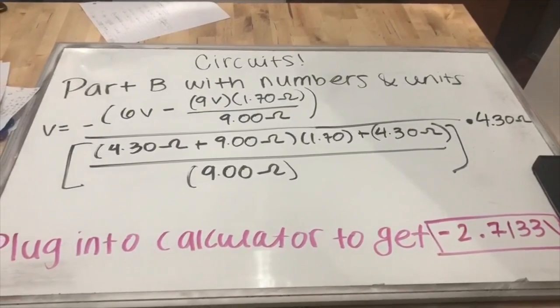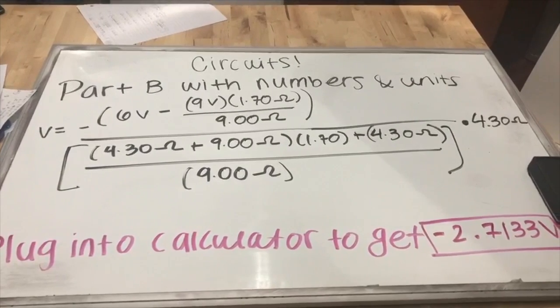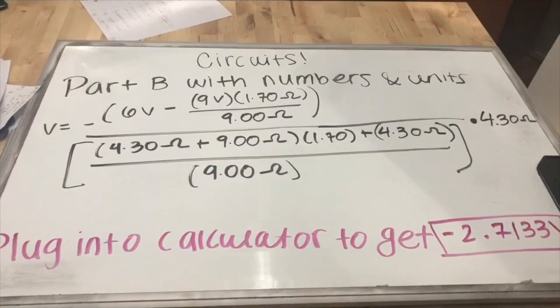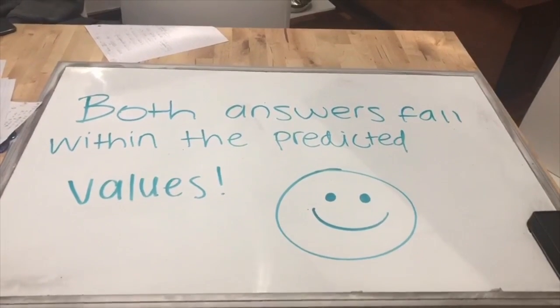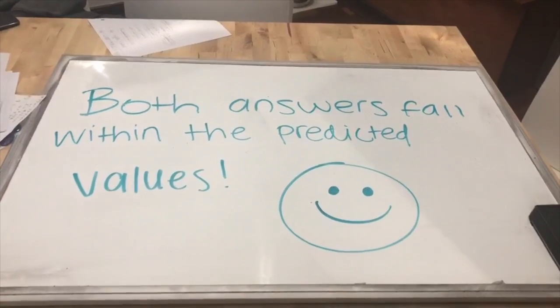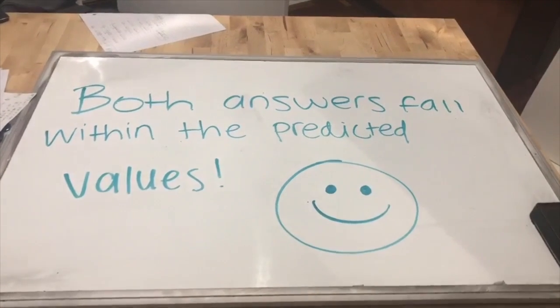and got that the voltage across A and B would be negative 2.7133. Okay, so both of the answers that we found for part A and B were within the predicted values, so that's a good sign that we got the correct answer.